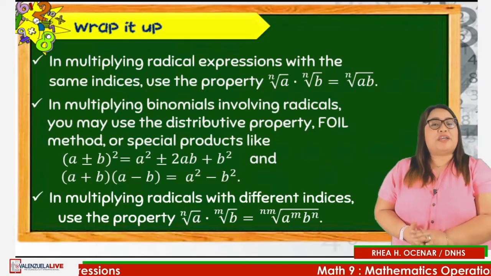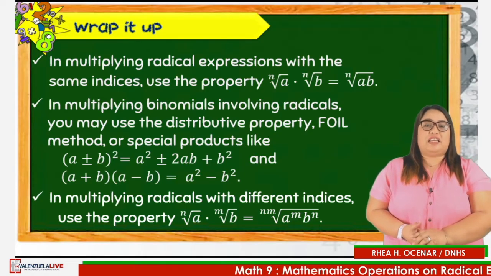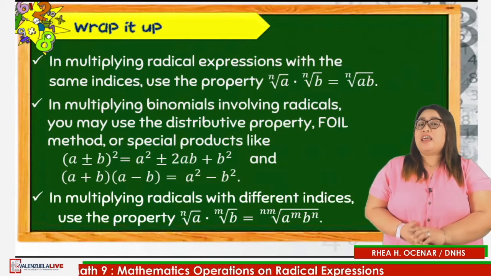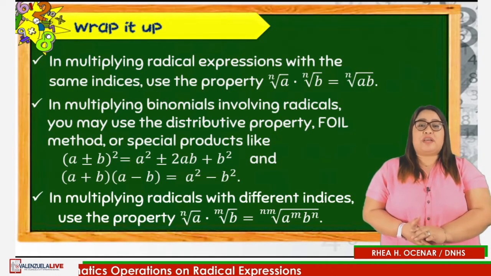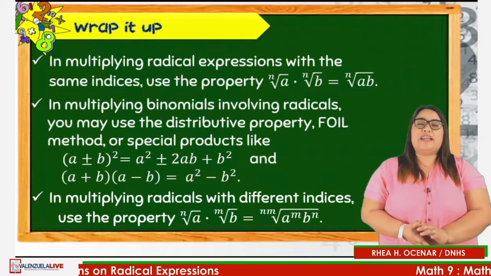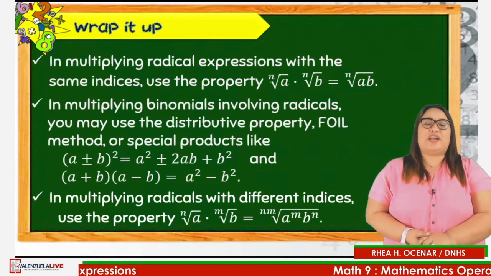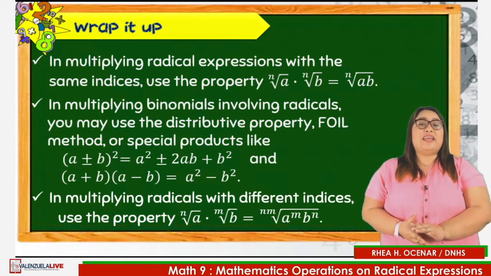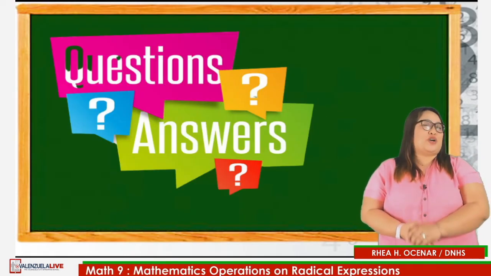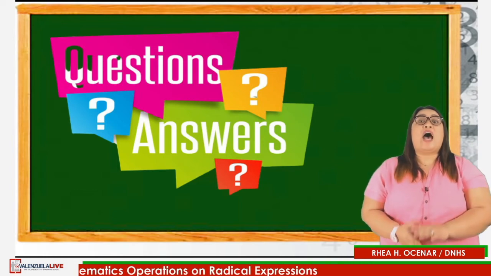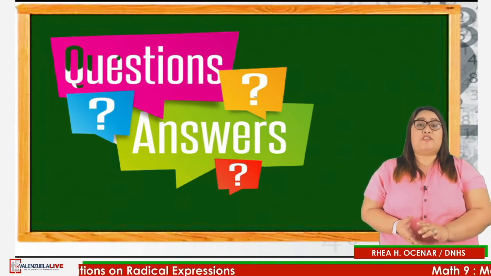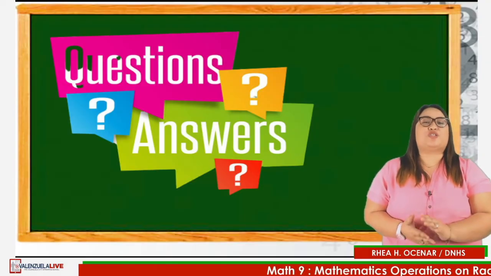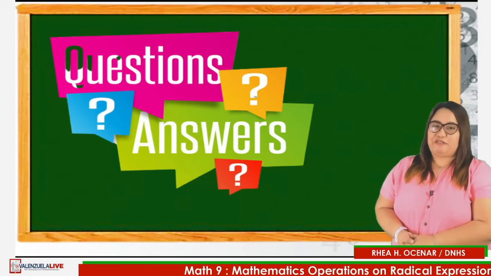In multiplying radicals with different indices, use the property nth root of a times mth root of b is equal to nm root of a raised to m, b raised to n. You can now ask questions. A question was raised from one of our viewers. Ma'am, how are radicals used in everyday life?